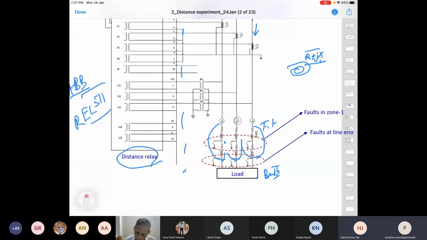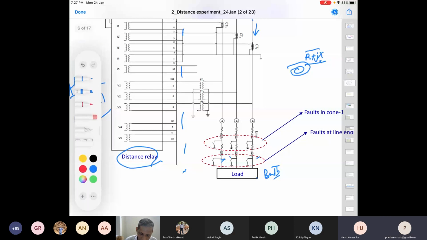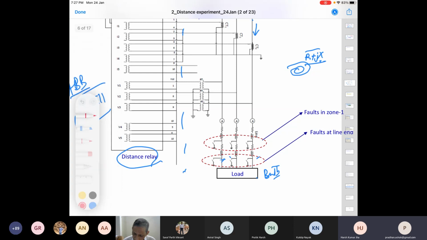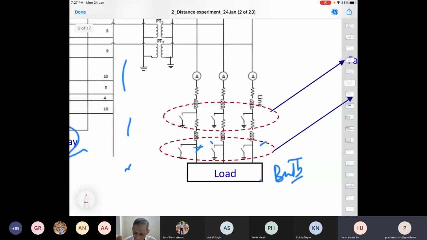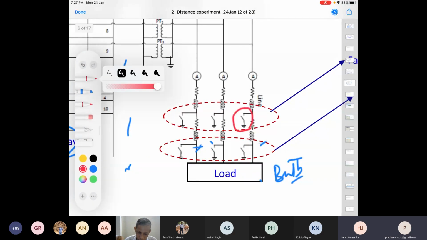In addition to that, what are the facilities available here? We have to create a fault. Now, how to create a fault? You see here, in our case, we have a switch here. If I can expand this, we have a switch here, and this switch we can make ground. So this grounding creates a fault.